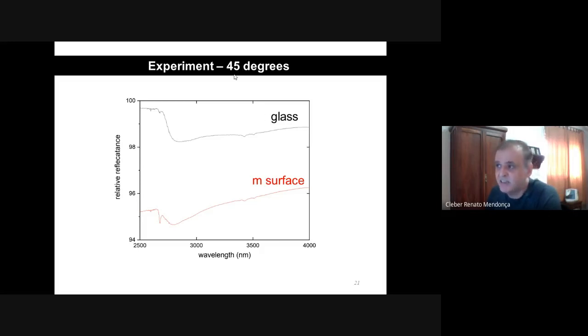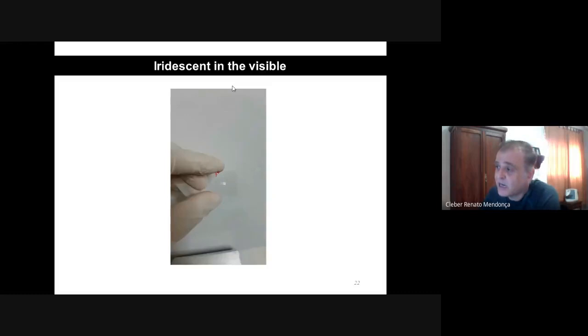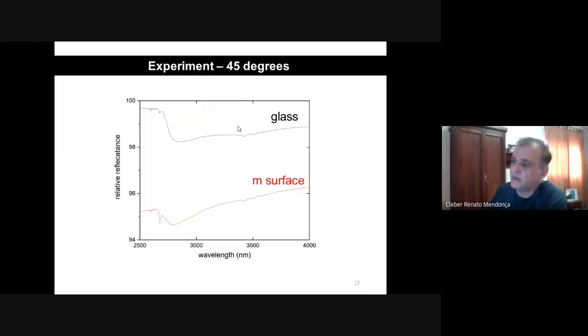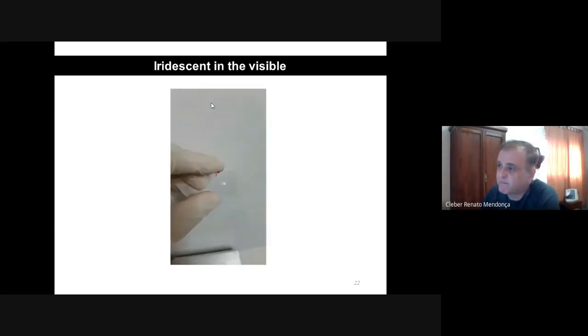And the other thing is that all the modeling was carried out at 0 degrees, at normal incidence, but this data was taken at 45 degrees. So now we are trying to do the calculation at 45 degrees to see what's going on.